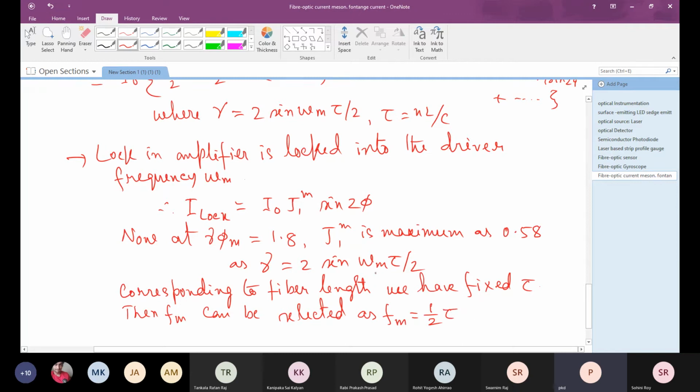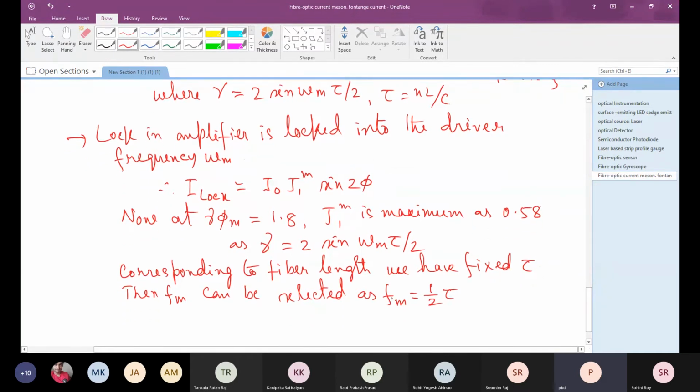So these values we can put here, and accordingly we will get that eta value to produce maximum phase deviation. Because that will be equal to pi by 2. So this will be equal to pi by 2, omega m tau by 2.